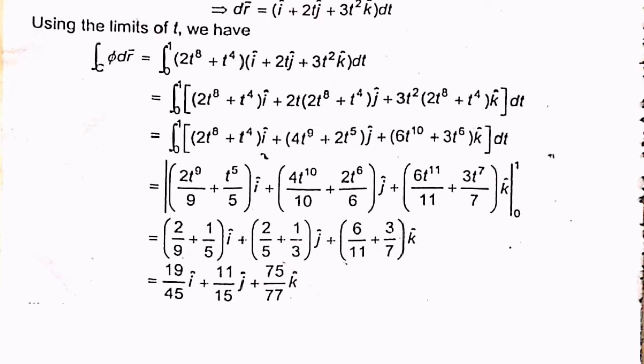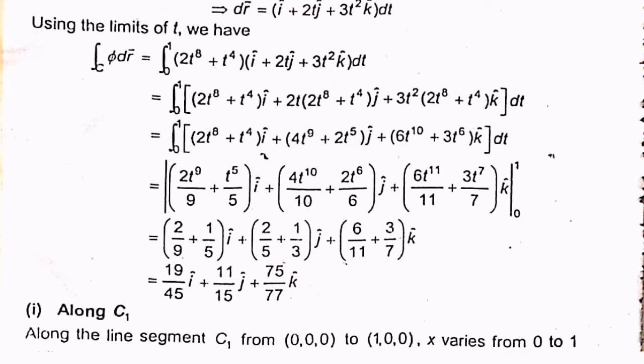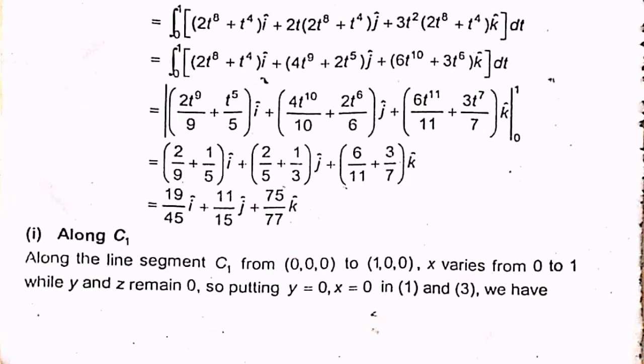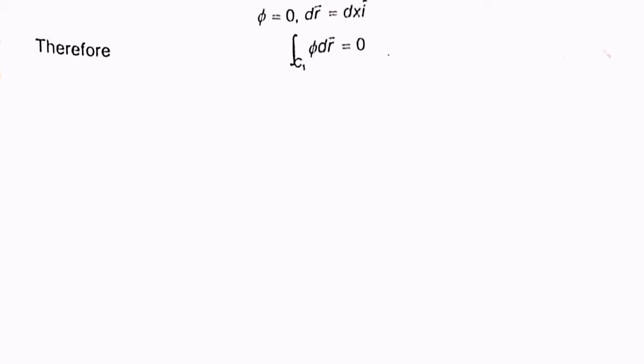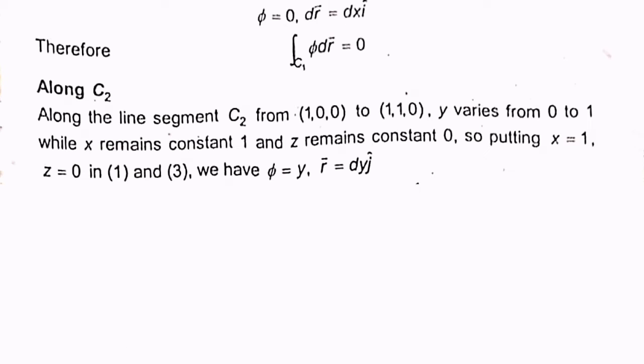So we dive into the second part of this question. First of all, we calculate the line integral along C1. Along the line segment C1 from 0,0,0 to 1,0,0, x varies from 0 to 1, but y and z are constant, which means they remain 0. So putting y equal to 0 and z equal to 0 in equations 1 and 3, we have phi equal to 0 but dr is equal to dx i. Here you can see that only one variable is involved, which is x, so we apply the limits of x, but you know that phi is already 0, so this line integral is 0. So the integral over C1 of phi dr is equal to 0, and now we calculate the line integral along C2.